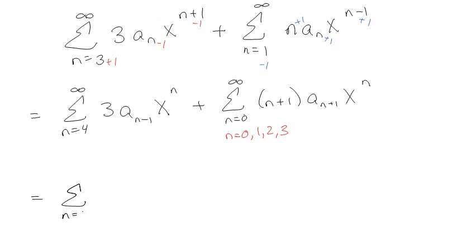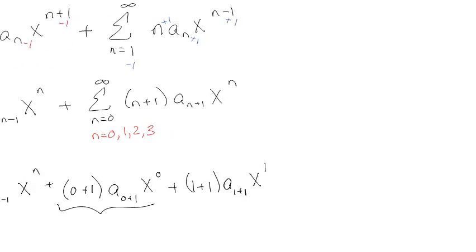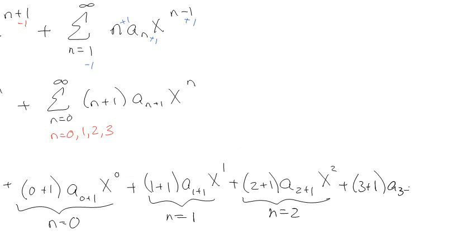So this guy stays the same, but over here on the right, when n is 0, I've got 0 plus 1, a sub 0 plus 1, x to the 0, that's the 0 term, and then I have 1 plus 1, a sub 1 plus 1, x to the 1, and that's the 1 term. And then I have 2 plus 1, a sub 2 plus 1, x to the 2. Oh, sorry, I'm not labeling right. n equals 0, n equals 1, n equals 2, there we go. And 3 plus 1, a sub 3 plus 1, x cubed. And that's n equals 3.